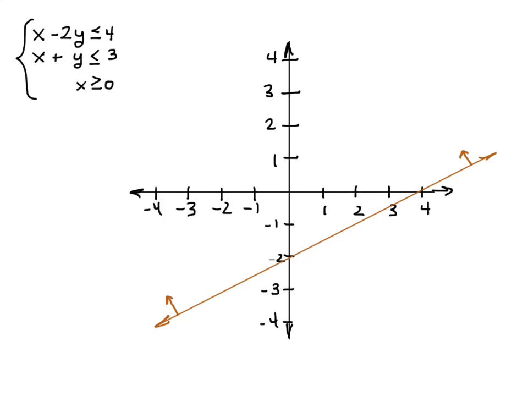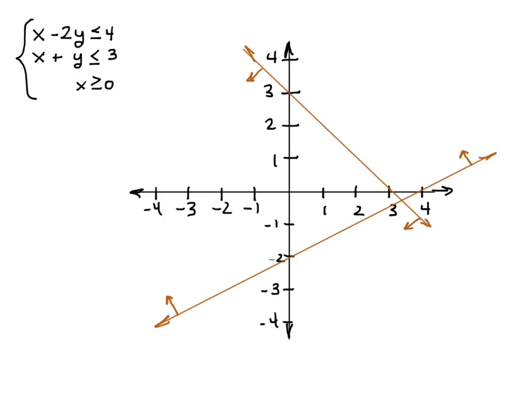Then I do the same process with the next one. And so x plus y is less than 3. So when y equals 0, x equals 3. And when x equals 0, y equals 3. So I have this line. I'm going to choose my point. My test point is 0 again. And so I say 0 is less than 3. So here I have my line showing up, my arrows showing up on this side of the line, indicating that this is the region where this is true.